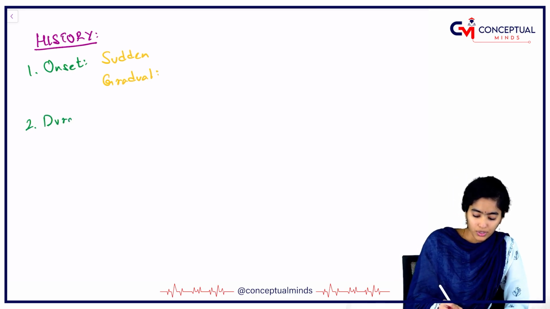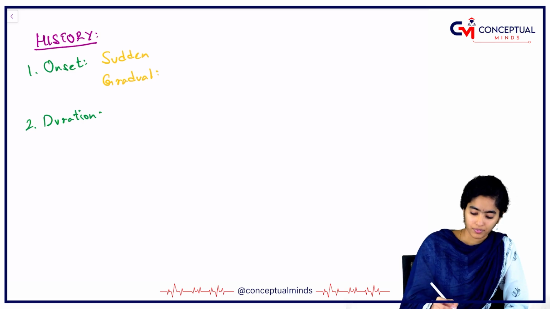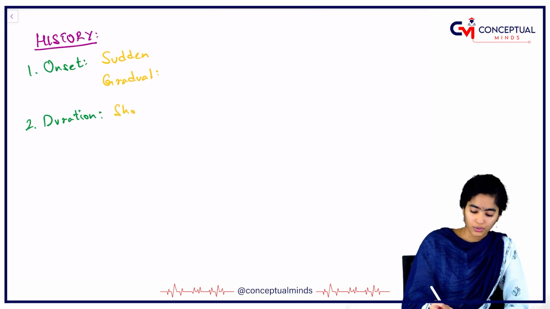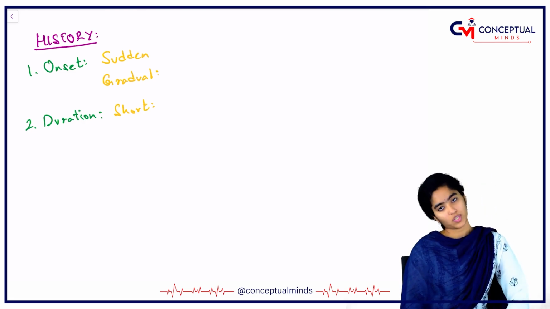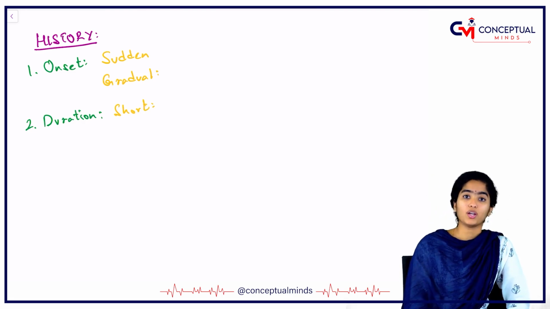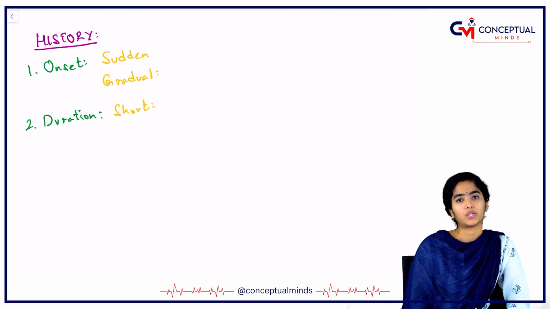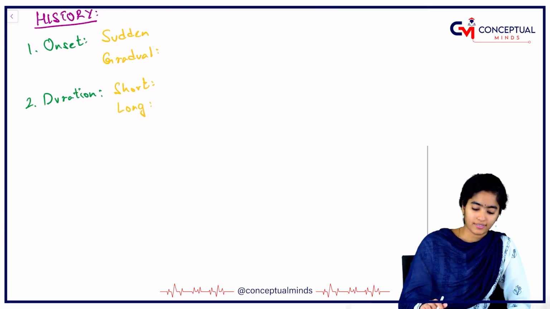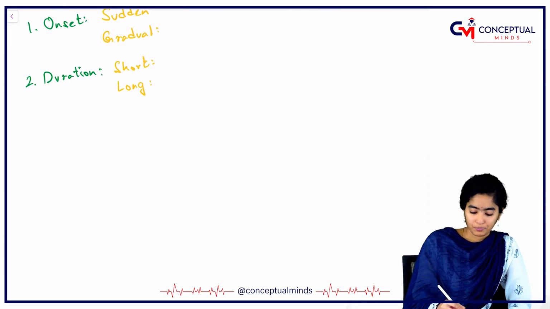Next, you will ask about the duration of pain. In case it is of short duration, it could be acute suppurative otitis media, it could be perichondritis of the pinna or any acute condition. Whereas if it is a long-term pain, again think about malignancy.